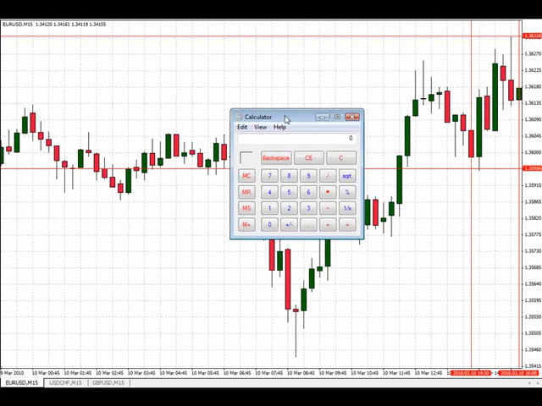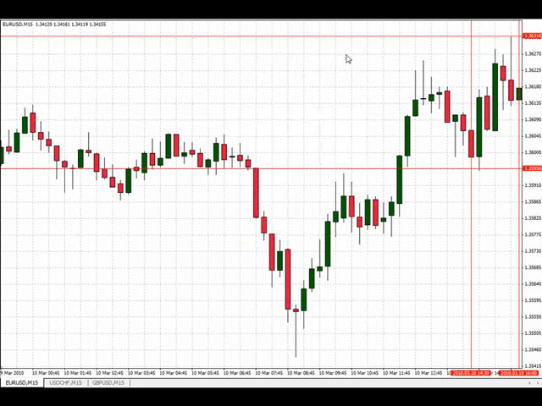So just to calculate this out, 1.33618 is the high point, minus 1.35956 is the low point, and that's 22 pips difference. So that means we can trade.